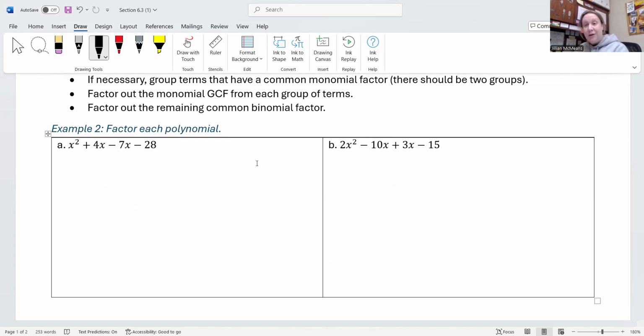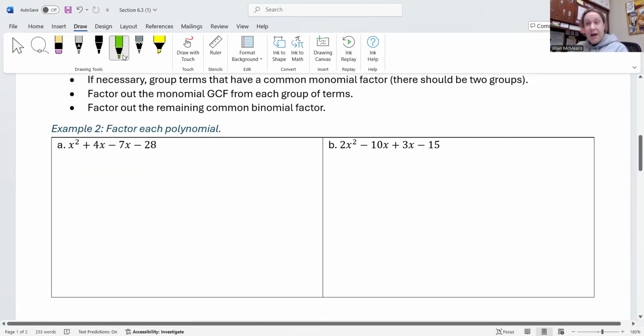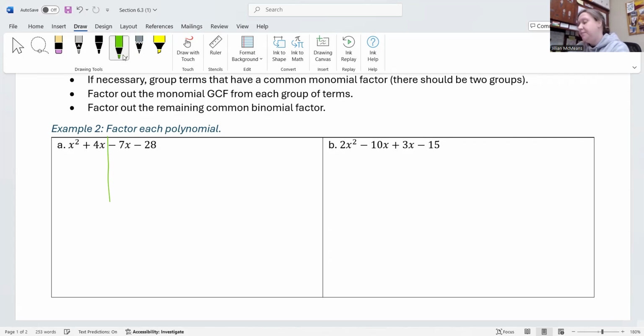Once you do that, you factor each half of the polynomial. And then what that causes is it causes the entire polynomial to have a binomial GCF that you can then factor out. Okay, so let's look at this. So what I want to do is I want to kind of split, just imaginarily split this polynomial in half. Okay, now looking at the first 2 terms, the 2 on the left, I have x squared plus 4x.